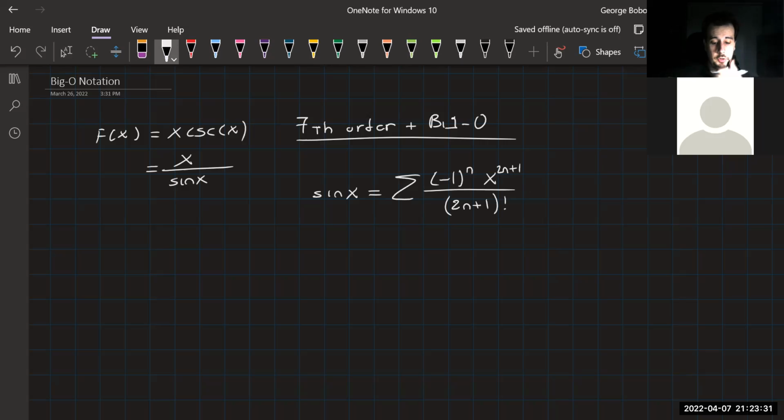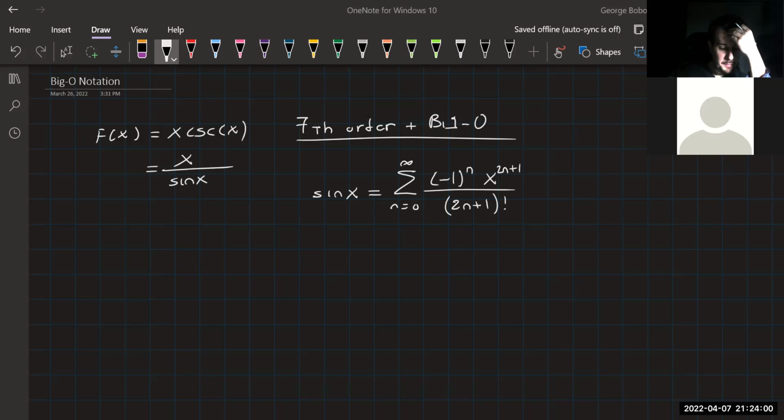Make sure, again, we're doing it correctly. And it starts at n equals 0. So this is legitimately the Maclaurin series of sine. Obviously here we're dividing by sine, so we need to think about how we're going to do this right now.